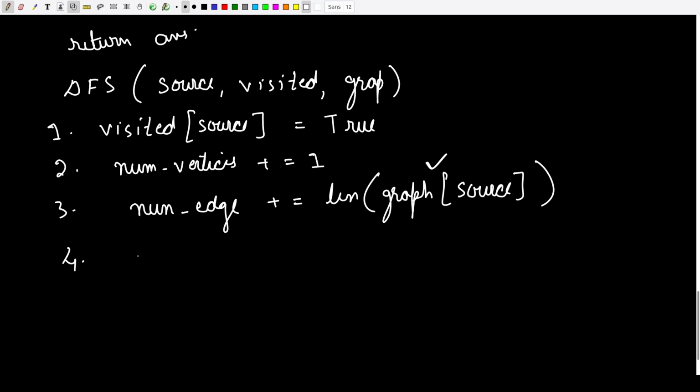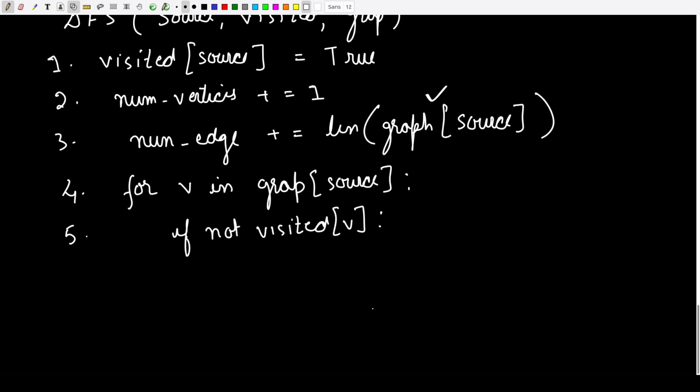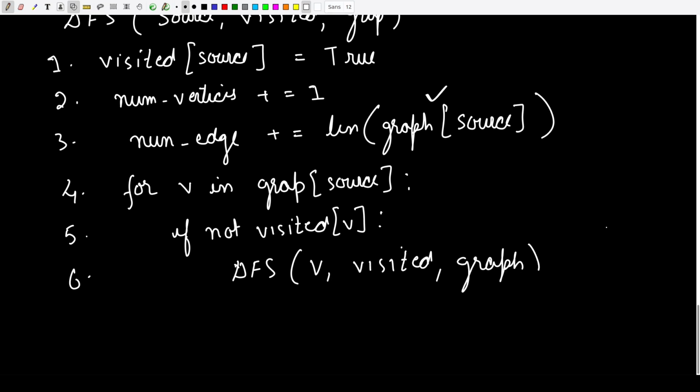Now, once we have done that, let us iterate on the neighbors of the source. So for V in graph of source, we'll iterate on this, and we will check whether V is already visited or not. If V is not visited, then in that particular case, we are going to perform DFS from V. So let us do DFS from V, visited and graph. So that's the code for DFS, folks.